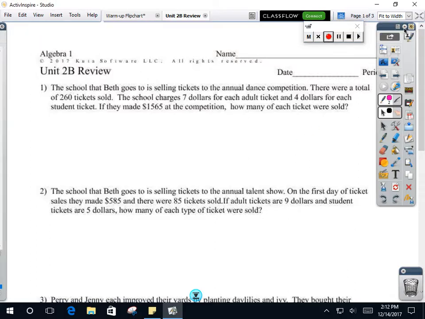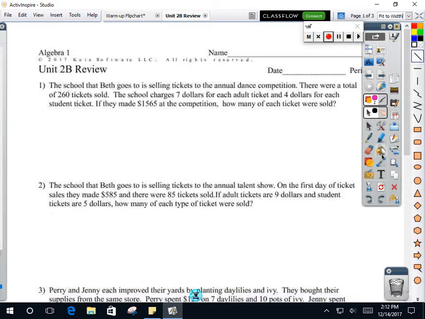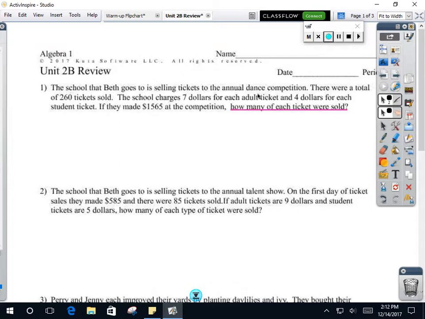Okay, we've read the problem. Now we're going to underline the question. What are they asking us to find out? How many of each ticket were sold? Well, what kind of tickets are there? There is an adult ticket, and we're trying to figure out how many of those were sold. And there is a student ticket, and we're trying to figure out how many of those were sold. Since those are our unknowns, we're going to use the variables A and S for adult and student tickets.